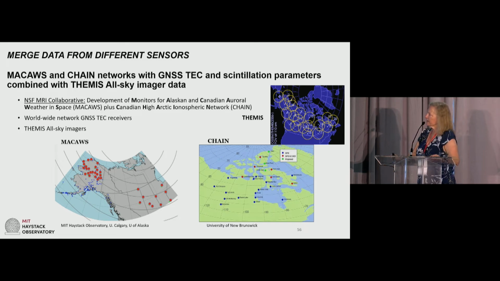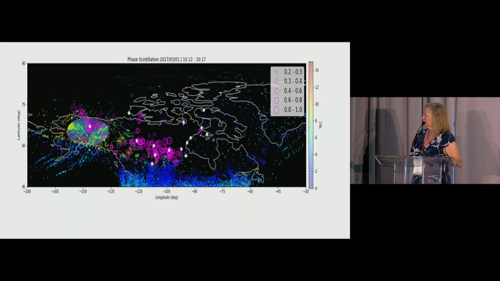So we have a project where we're actually, and this data is partly on Madrigal now, but we're using the combination of what we call the McCAWS network, which is our receivers, that's all of these here, with the CHAIN network, along with our GNSS TEC product and the scintillation parameters combined with the all-sky image data. We're also now trying to pull in SuperDARN into this mix as well. And I'm going to show you where we are.